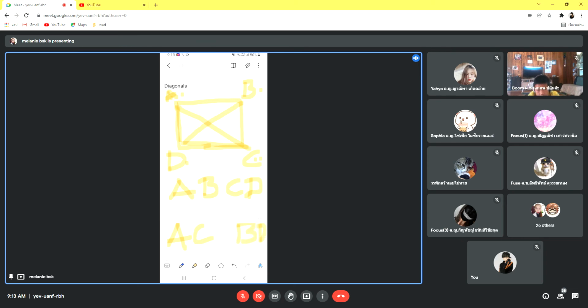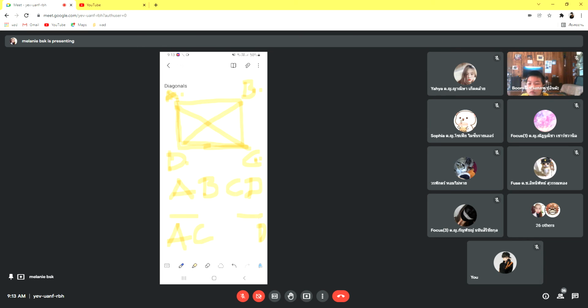If we're going to write the symbol for this one, it should be like this. That is diagonal AC and diagonal BD. AC and BD are diagonals of quadrilateral ABCD. Can you follow, children? Okay. So we're going to have another one.